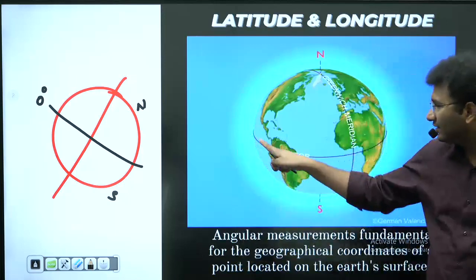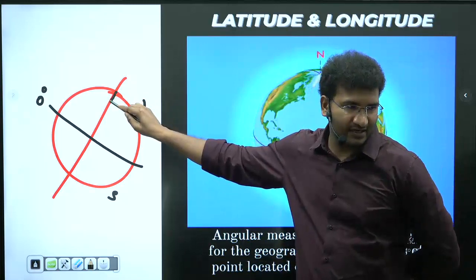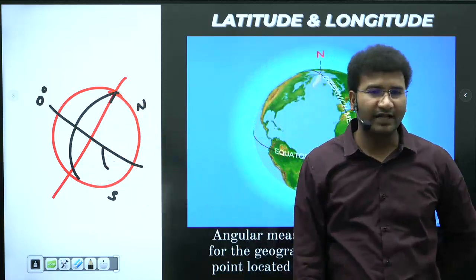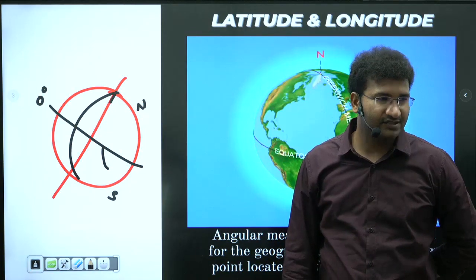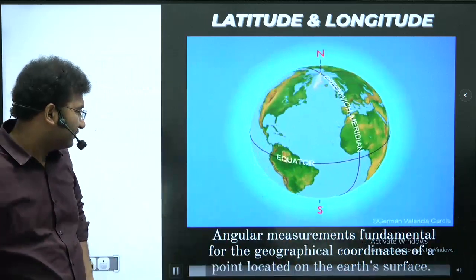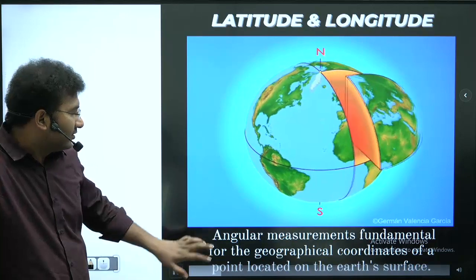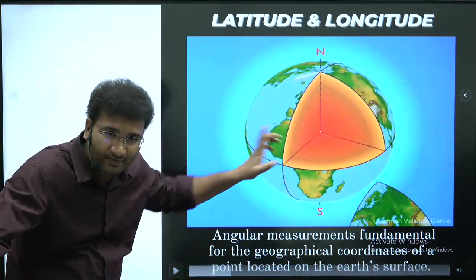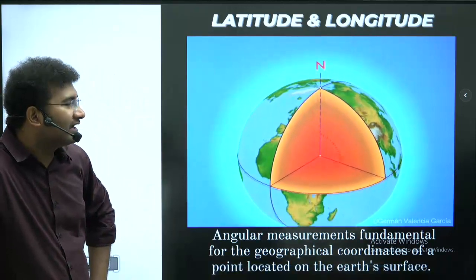Now this equator is nothing but this line. Similarly, we have taken an imaginary line from the North Pole to the South Pole, and that line is called the 0 degree longitude. Look at this video. What I have done is, I went into the center of the earth. From the center of the earth, I take that point and start to make angles from there.